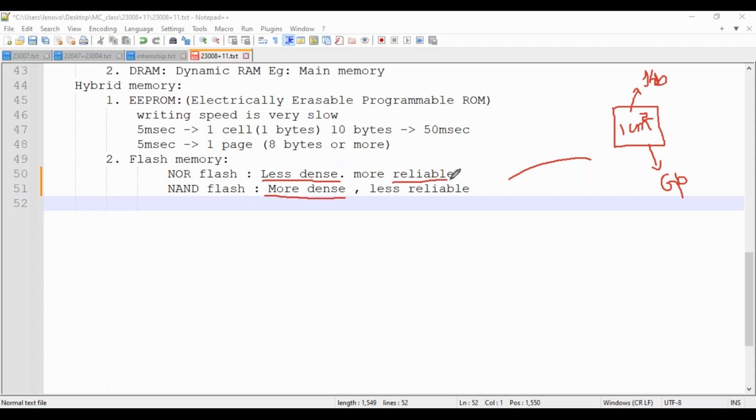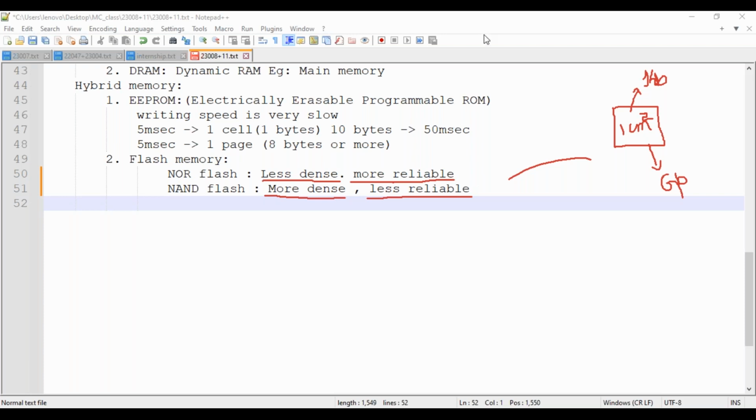Along with that, we also speak with respect to reliability. Reliability means something trustworthy, or how guaranteed it is. So if you have the data written in NOR flash, it is more reliable, so more guaranteed. And if you have the data written in NAND flash, it is less reliable, so it is less guaranteed.